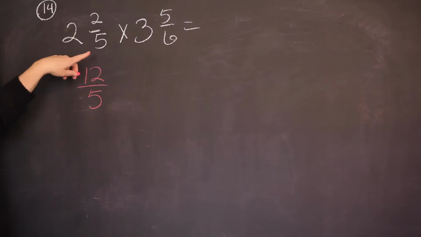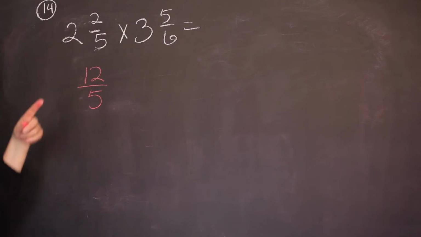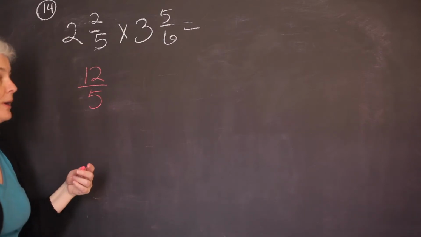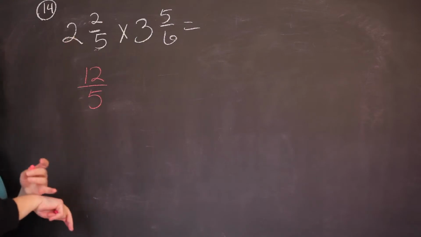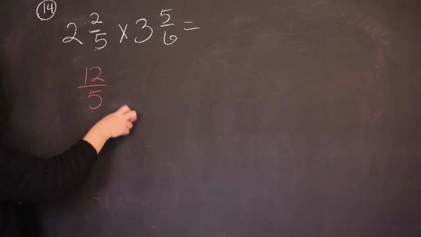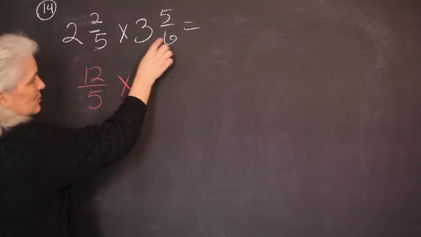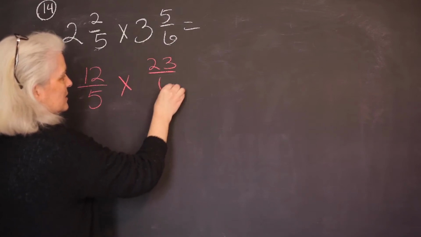Some people use the shortcut of 2 times the denominator plus the numerator, so 2 times 5 is 10, plus 2 is 12. But it's helpful, in case you can't remember which you're supposed to multiply and add, to just think of this as 2 is the same as 5/5 twice, because 5/5 is 1, so that's 10/5. So I have 12/5 times, and then I can do the same thing. 3 times 6 is 18, plus 5 is, this would be 23/6.